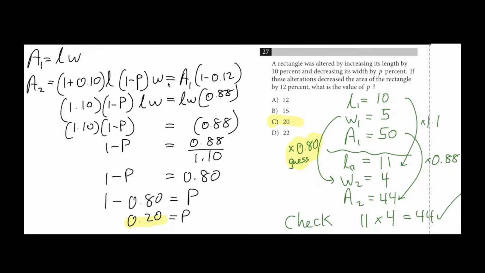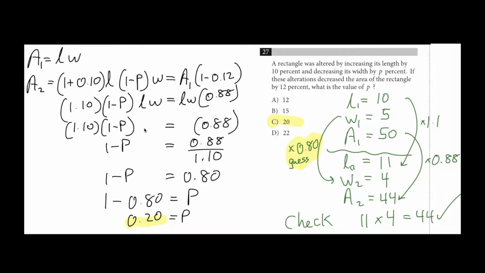Now somehow that's supposed to be equal to the original area, and then it's decreased by 12%, 1 minus 0.12. So 1.10 times, I'm moving the L and the W towards the middle, just combining them. And remember that A1 is just L times W anyway. The resulting statement about all this is that basically L and W don't even matter. You can divide both sides by LW, and you're just left with these increasing growth factors right here.